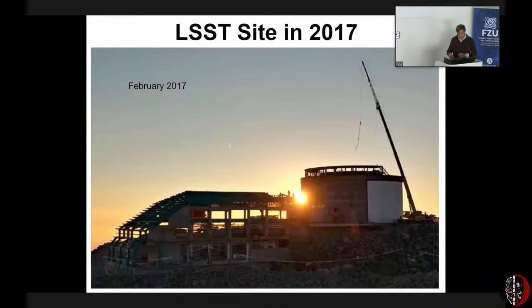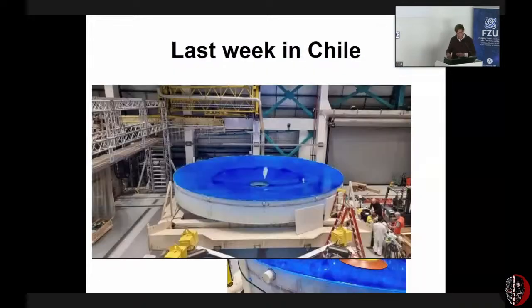Now, that's how the LSST site looked in 2017, and this is a photograph I just captured of what happened last week. So this is the primary and tertiary mirror. Remember that the primary and tertiary mirror are in a single piece of glass. Its diameter is approximately 8 meters, and it was produced at the University of Arizona in Tucson. So the blue is not the color of the mirror; it's just some protective layer there.